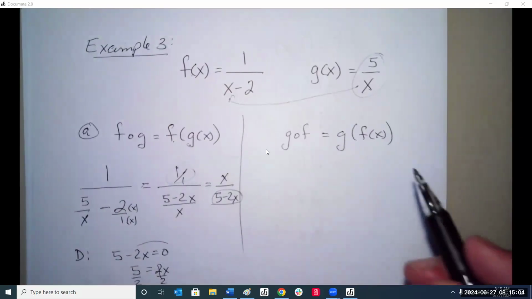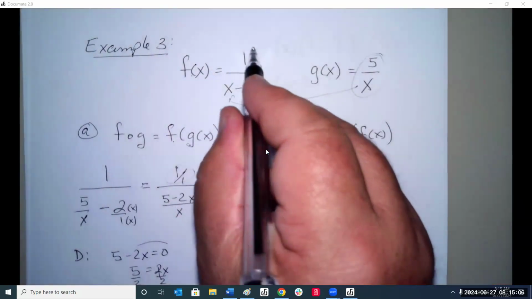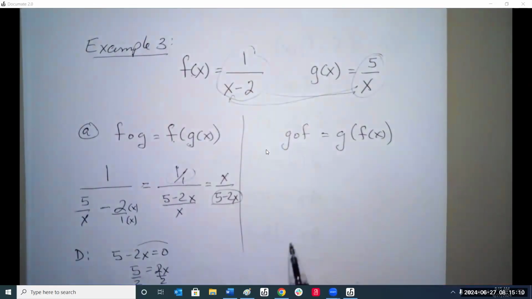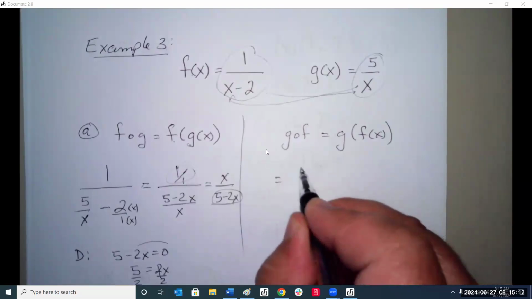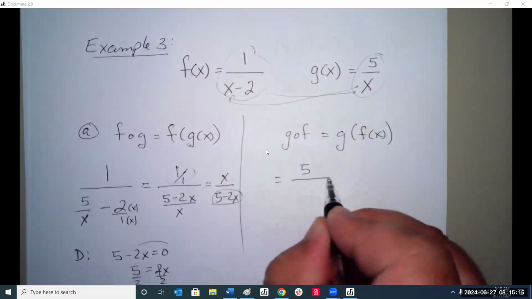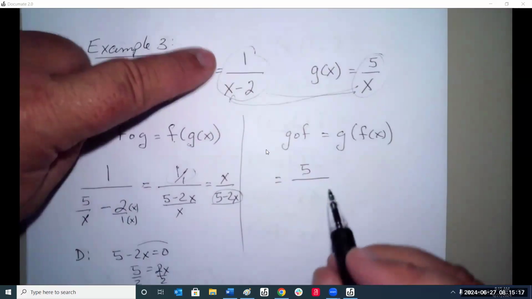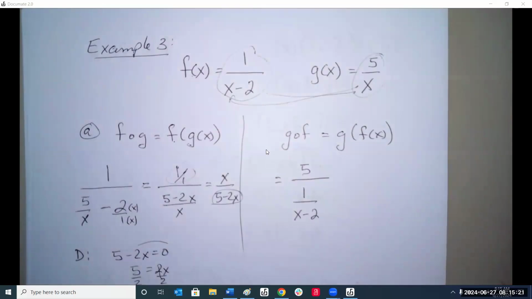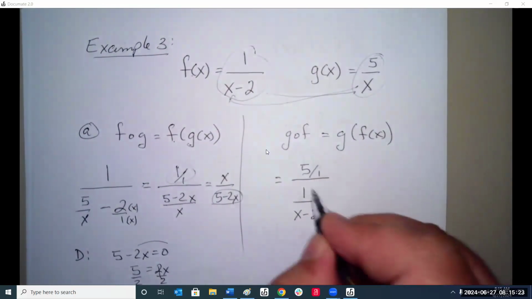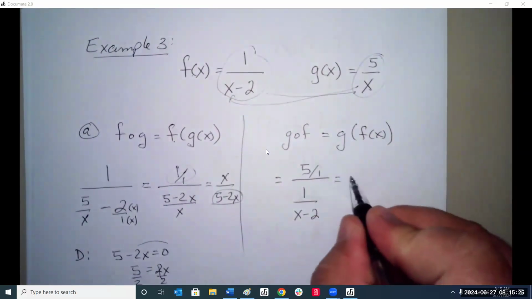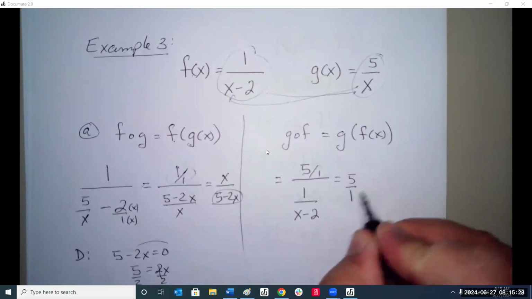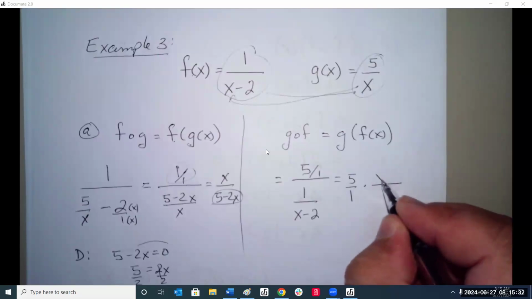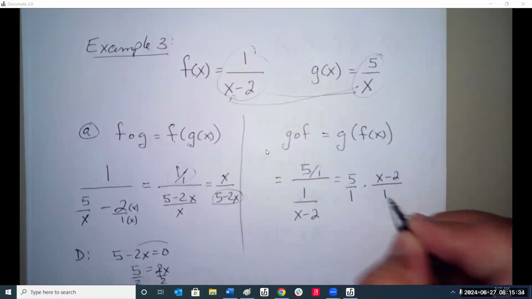g of f. What this one says is I take this equation, anywhere I see an x, I put it inside there. So I have 5 divided by x is going to be 1 over x minus 2. So it's a fraction over a fraction, which is 5/1, times the flip of the bottom, which is x minus 2 over 1.